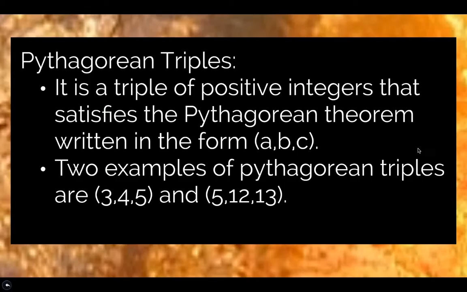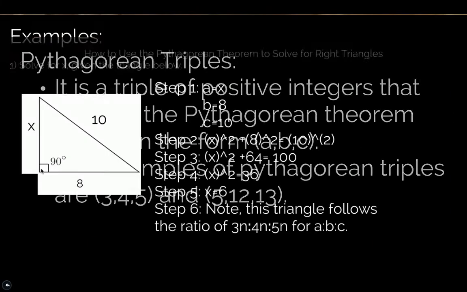Alright, so Pythagorean triples. It is a triple of positive integers that satisfies the Pythagorean theorem, written in the form a, b, c. Two examples of Pythagorean triples are 3, 4, 5, and 5, 12, 13.